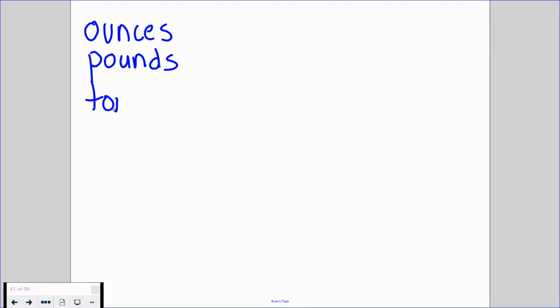Hi everyone. Today we're going to continue our work on lesson 13-3, working with the customary units of measurement for weight. Okay, so if you remember from yesterday, we were working with ounces, pounds, and tons. These are the three units of measurement in the customary measurement system for weight.